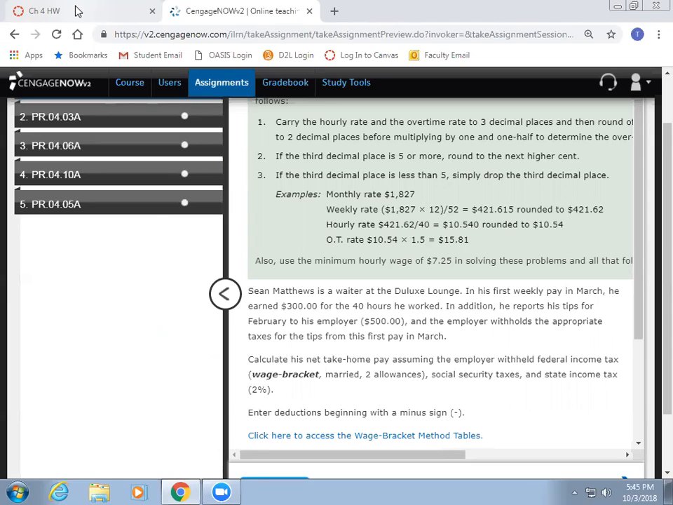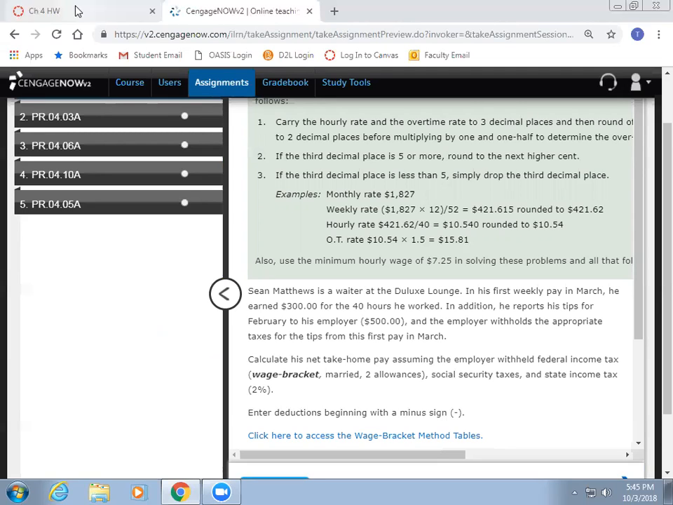The wage bracket method is great, but as you may have already seen from looking at it, it only goes to a certain amount of income. So that's the problem and why we don't always use the wage bracket method. There's limits to how far the income goes on this. And so once we've exceeded the limit on the wage bracket, we have to do the percentage method.